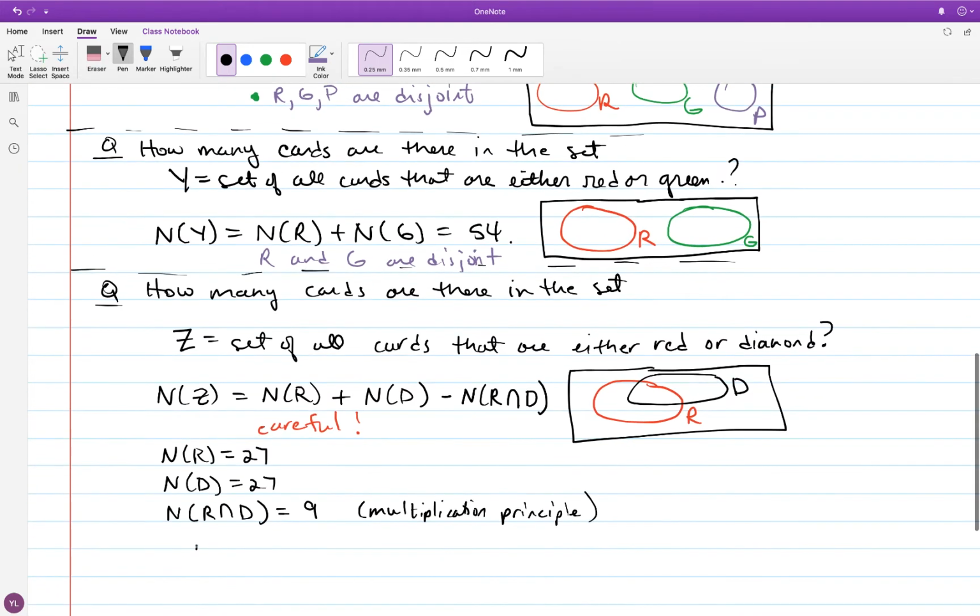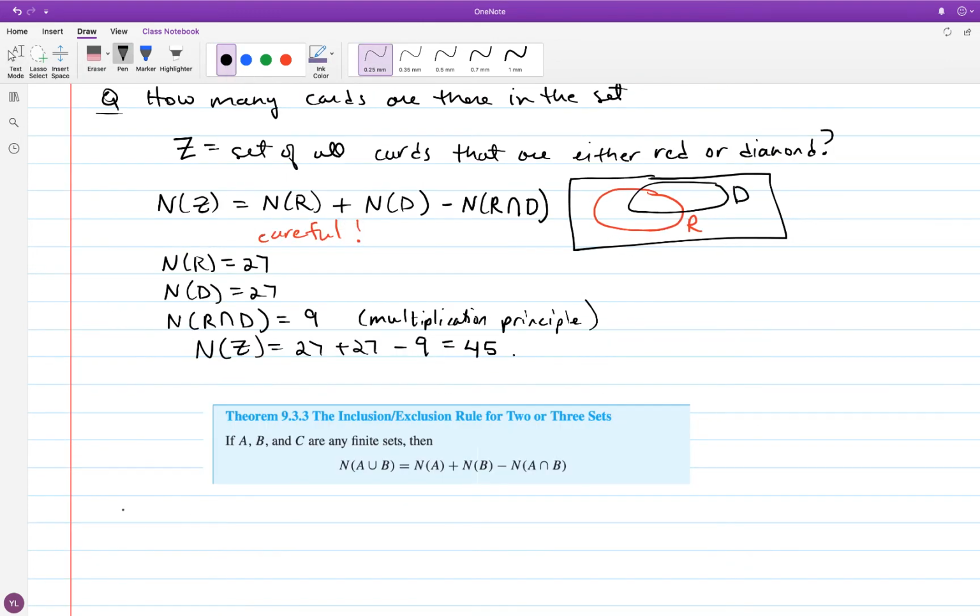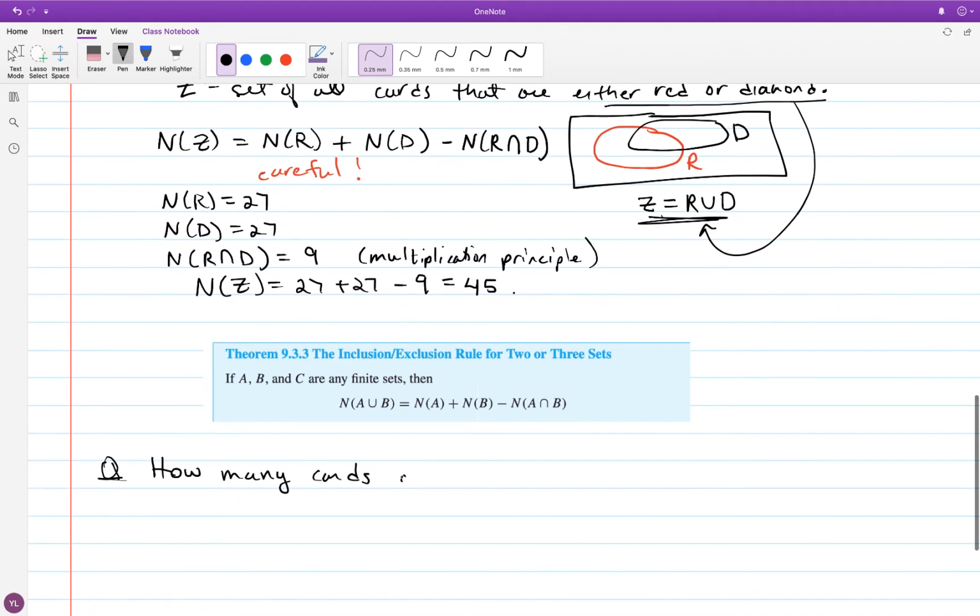So there happen to be 9 red diamonds, and you can use the multiplication principle to count that. And so that means that the number of cards that are either red or diamond should be 45: 27 plus 27 minus 9. This is a general principle called the inclusion-exclusion rule for 2 sets. If you've got 2 sets and you want to know how many elements are in the union, then you just add up the cardinalities of the sets separately and subtract the cardinality of the intersection.